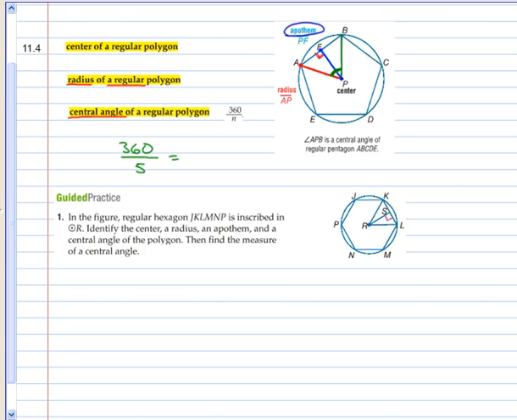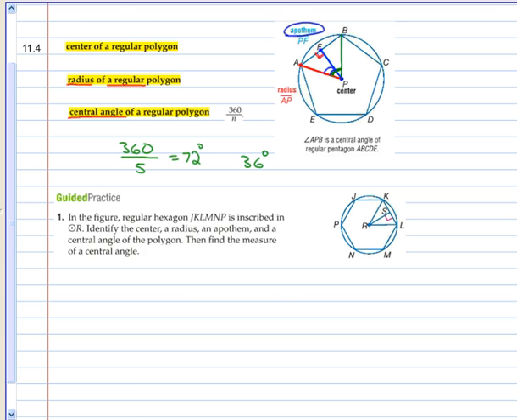What's 360 divided by 5? A number, I agree. We're a little more specific in math usually. 72. So that central angle is 72 degrees. Could you tell me the measure of this angle in the right triangle that's formed by that apothem right there? 36. Because this apothem is going to cut it in half.